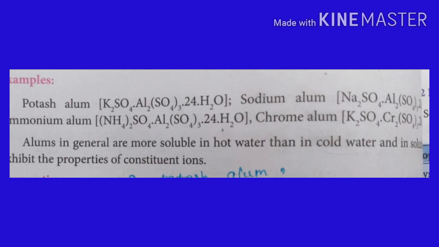Some examples are given. The first one is the potash alum. See the picture, that contains potassium sulfate and aluminum sulfate with 24 water molecules. Then sodium alum: sodium sulfate, aluminum sulfate with water molecules. Then ammonium alum: ammonium sulfate and aluminum sulfate with water molecules. Then chrome alum: potassium sulfate and chromium sulfate with 24 water molecules.